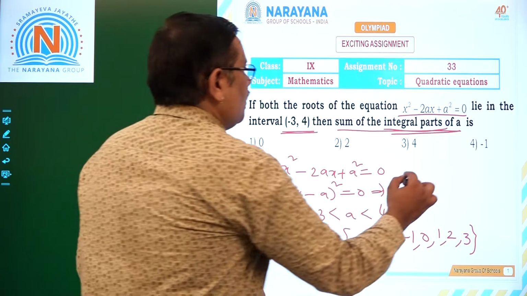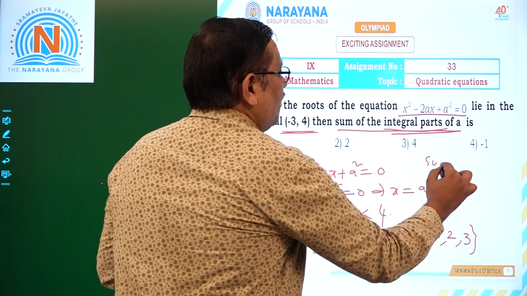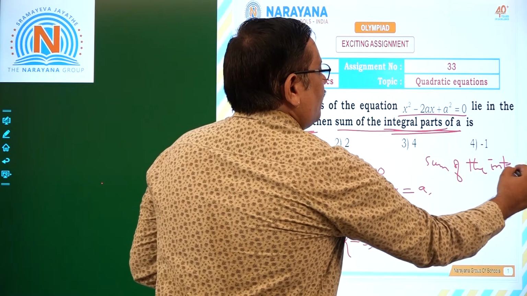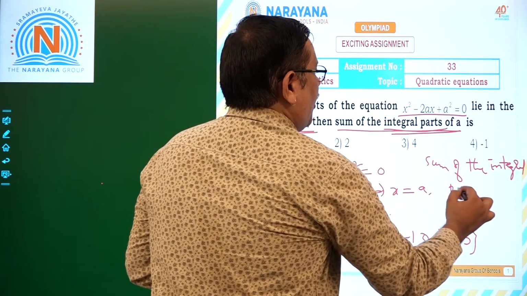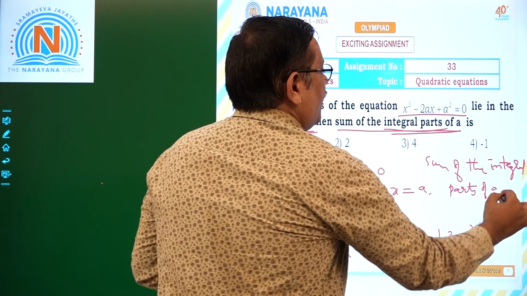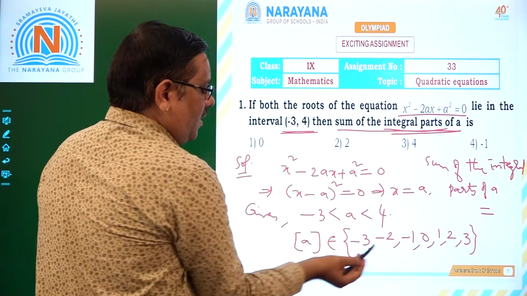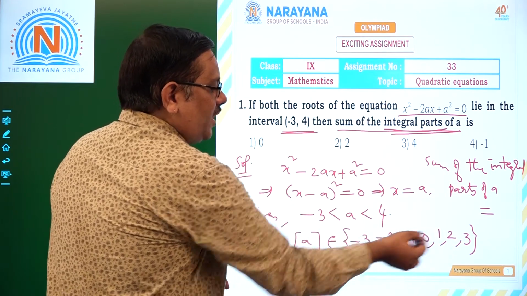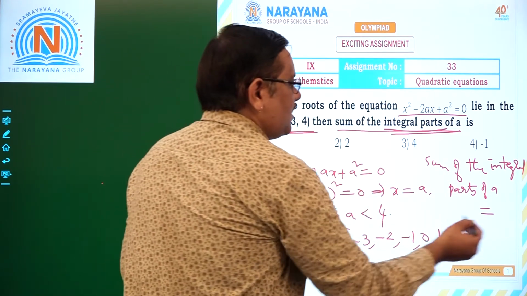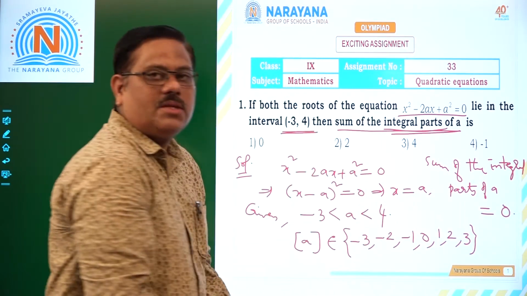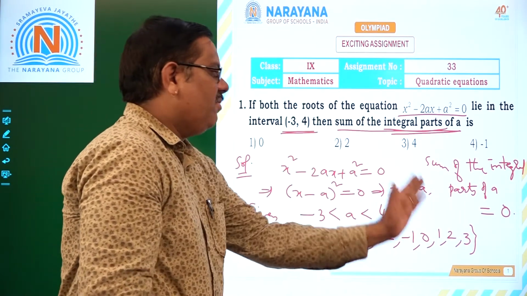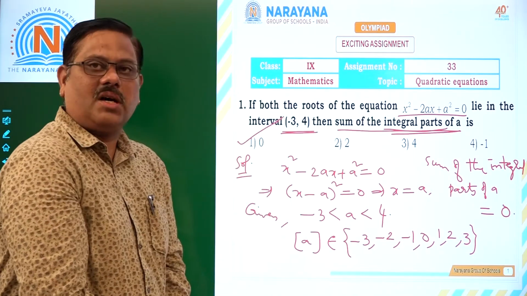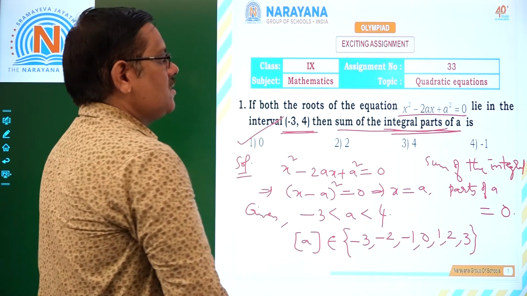Now sum of the values he is saying, sum of the integral parts of a is equal to sum of all these values. See here, minus 3, minus 2, minus 1, 0, 1, 2, 3. If you sum up, all will cancel with one another. Simply the answer is 0. Okay? Sum of the integral parts of a is nothing but 0. That is the first option. Okay? Now, let us move to the next question.